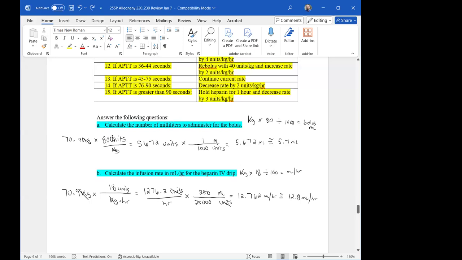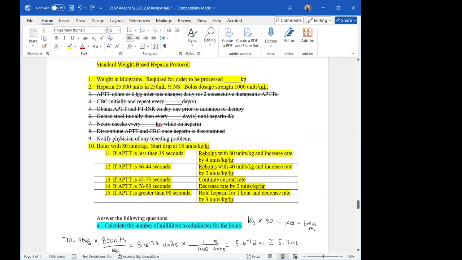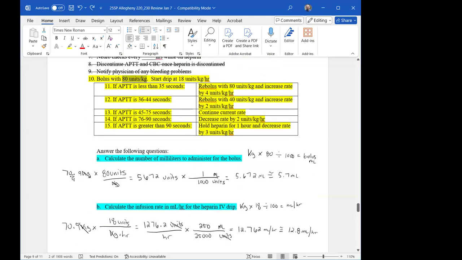So in the first example, we're going to take the patient's weight and find out what the bolus amount is. We take the patient's weight, 70.9, and multiply by 80. Why multiply by 80? Because we're looking for the bolus dose, and the bolus dose is 80 units per kilogram. So 70.9 times 80, and we get 5,672 units.